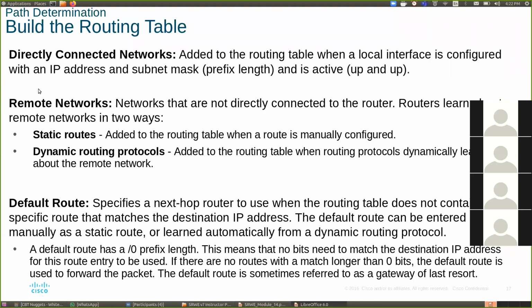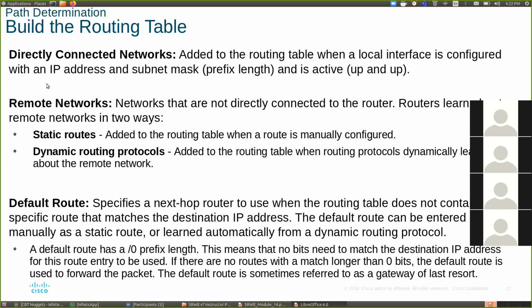How do you build the routing table? Directly connected networks are added to the routing table by the local interface that is configured. By default, routers know about directly connected networks. So the moment an interface is connected to the router and it is up and running, that network address is added to the routing table directly, okay?